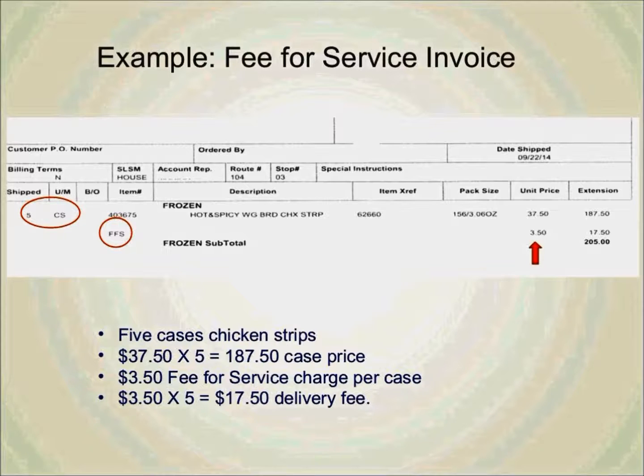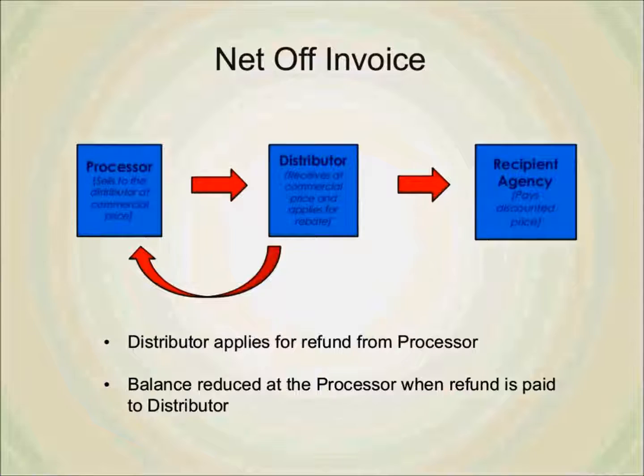In this example, 5 cases of end product containing USDA Foods were delivered. You can see that in the first circle. So we have $37.50 times 5 cases equals $187.50 for the cost of the USDA end products. And then an additional shipping and handling fee is $3.50 per case. So $3.50 times 5 equals a $17.50 delivery fee.